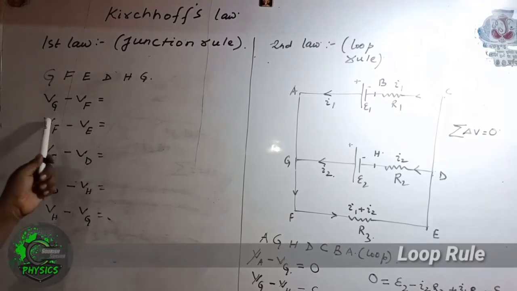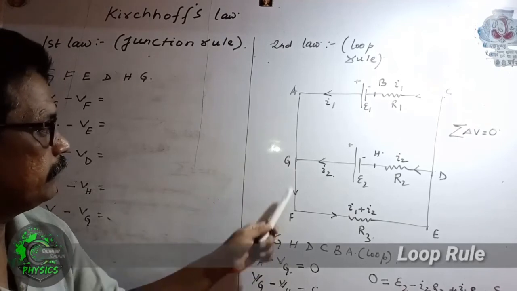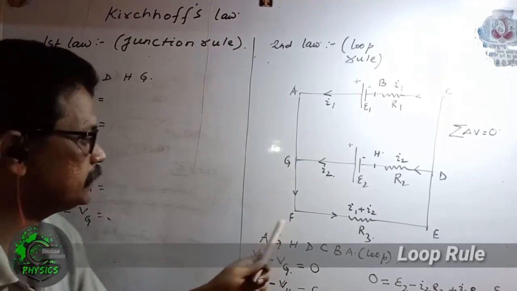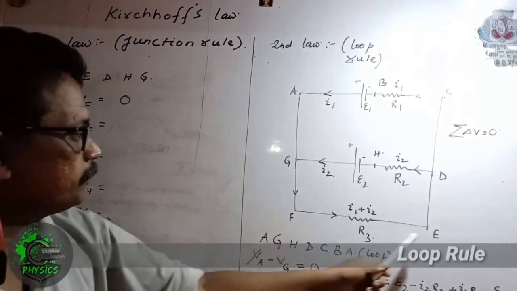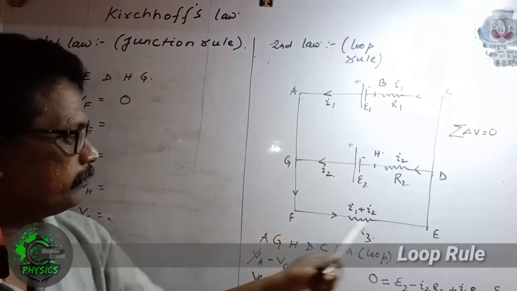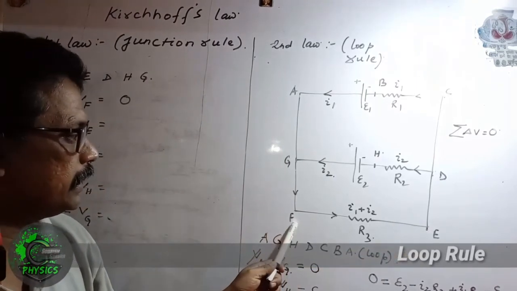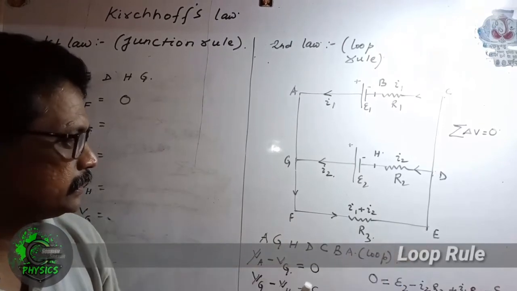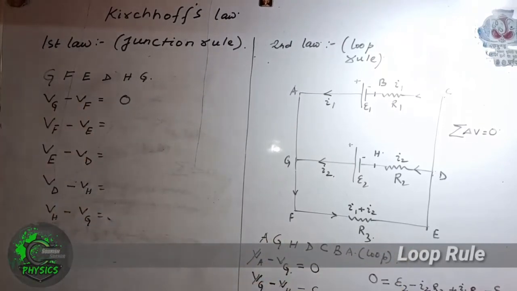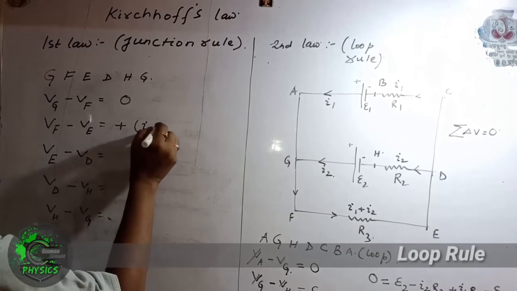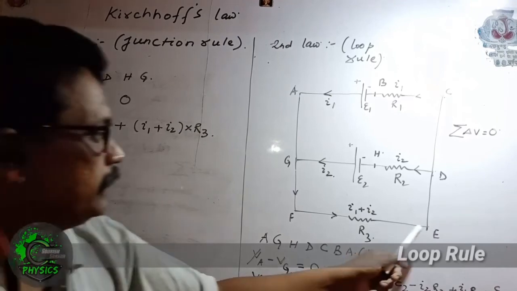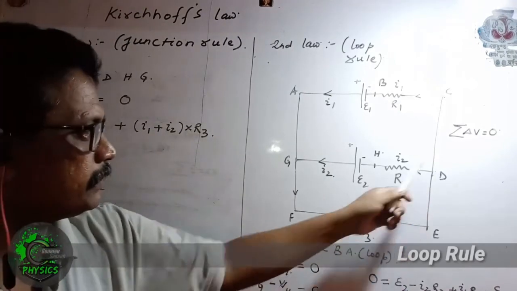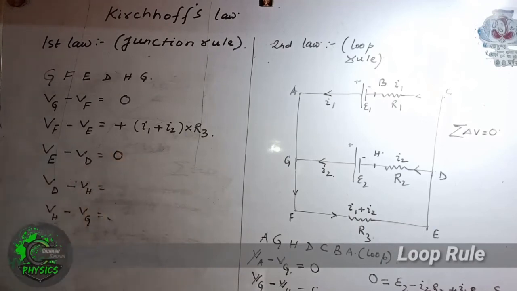Now let us see VG minus VF. No resistance is connected between G and F, so this result is 0. VF minus VE: current is flowing from F to E, so F is at higher potential and E is at lower potential. So VF minus VE is bigger minus smaller, so it is positive. Current is I1 plus I2, resistance is R3. Next is VE minus VD, no resistance connected between D and E, so its value is 0.